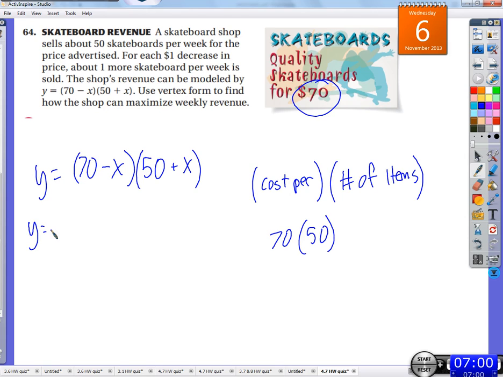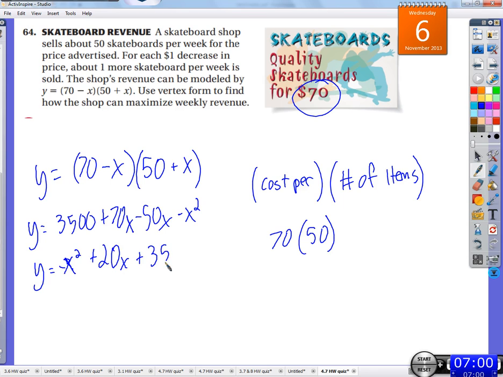So we're going to multiply these out. We get 70 times 50. That's 3,500. And then we get 70x minus 50x, minus x squared. y equals, let's say negative x squared, let's put that first, because that's what we're used to, plus 20x, plus 3,500. Okay. We've completed the square so many times, we know we're going to concentrate on just those two right there, right?